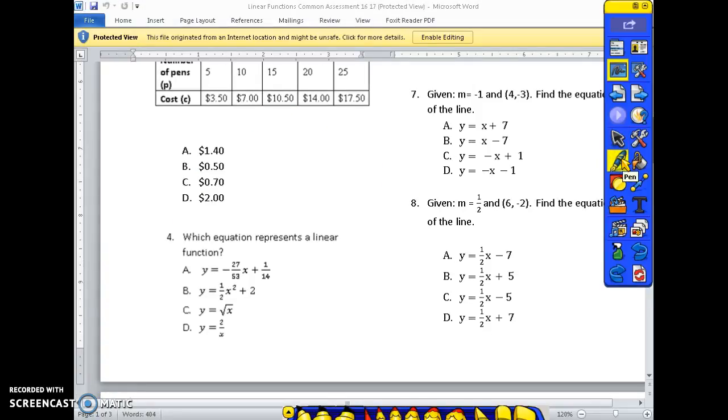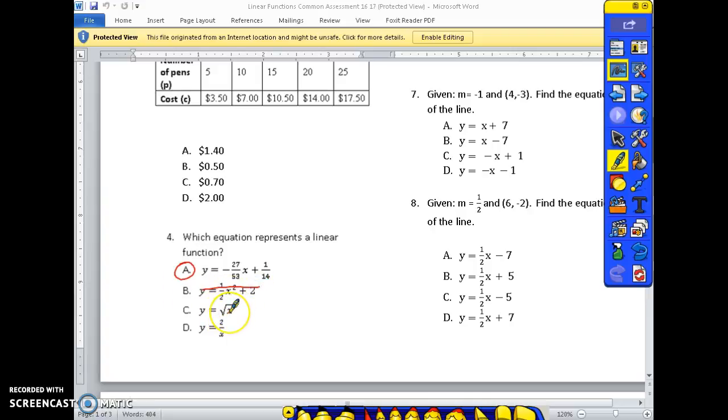Number 4, which equation represents a linear function? Y equals mx plus b. There's nothing funky going on with the x. It doesn't have an exponent. It's not in the denominator. So I know this one does, but I want to check and make sure. Here, x has an exponent bigger than 1, so it's not b.